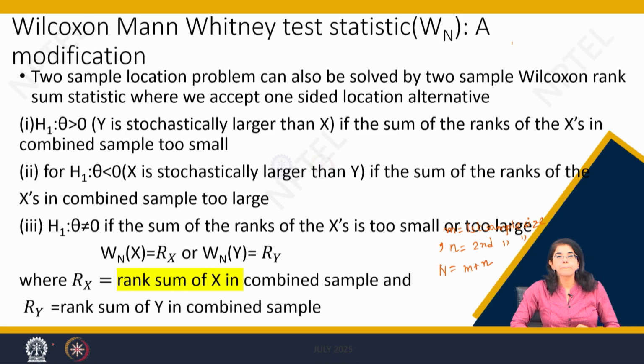Okay, now we will discuss another modification of the Mann-Whitney U-test. Why am I saying it is a modification? Because in this proposal of the test statistic, we are trying to merge the rank of the X observations as well as the rank of the Y observations, and that modification is done by Wilcoxon. So that's why it is called the Wilcoxon-Mann-Whitney test statistic.